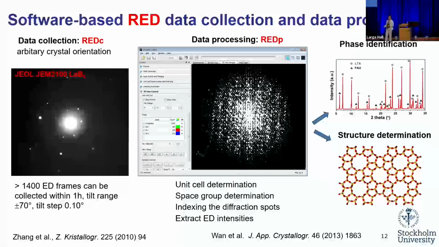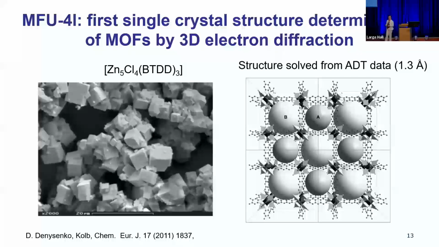The first MOF structure determined by 3D ED was done by the Kolb group. It's called MFU-4l, and this is the structure. And by that time, you were able to get 1.3 angstrom resolution with the stepwise technique.